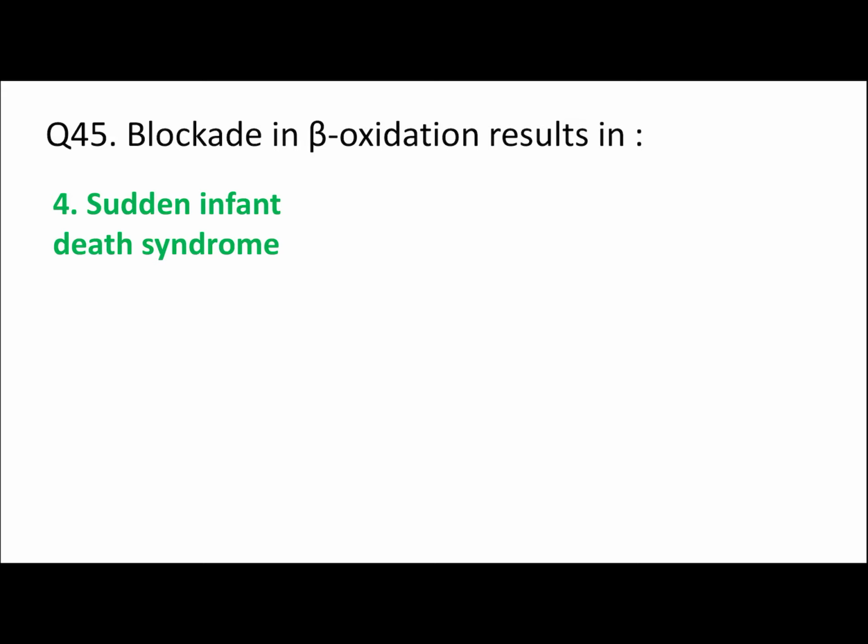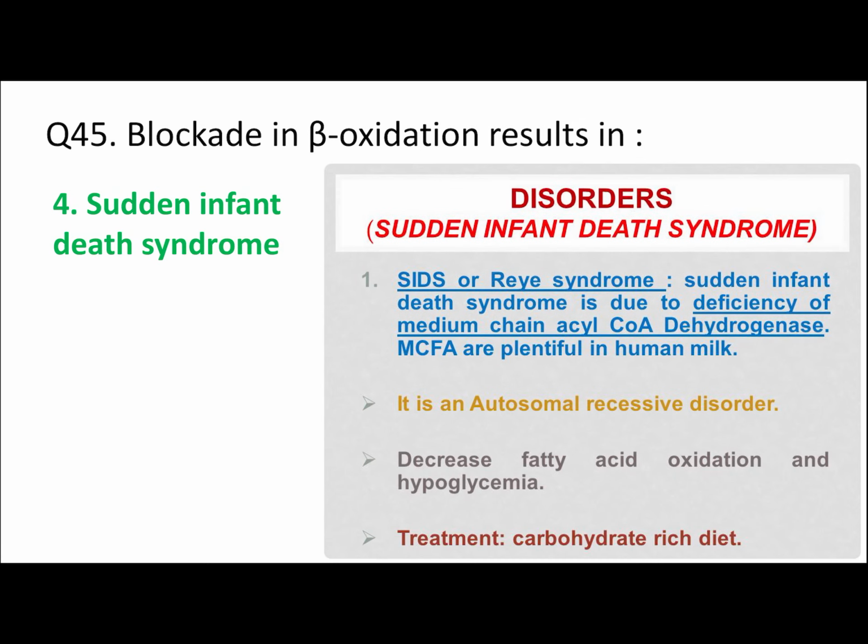There are also various causes of sudden infant death syndrome. This is also one of the causes. And here SIDS is also called Reye's syndrome. Okay, it is a deficiency of medium chain acyl coenzyme A dehydrogenase. It cannot oxidize. Blockade in beta oxidation occurs there, and due to that energy cannot be produced. Okay, and hypoglycemia will occur because glucose will not be there, or energy will not be sufficient to support its body, and the treatment given here is a carbohydrate rich diet.